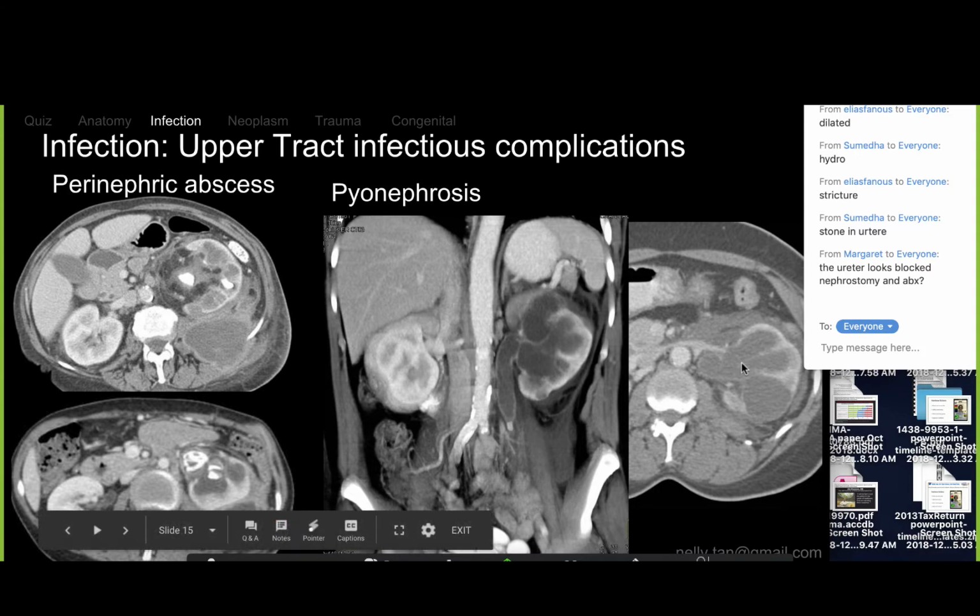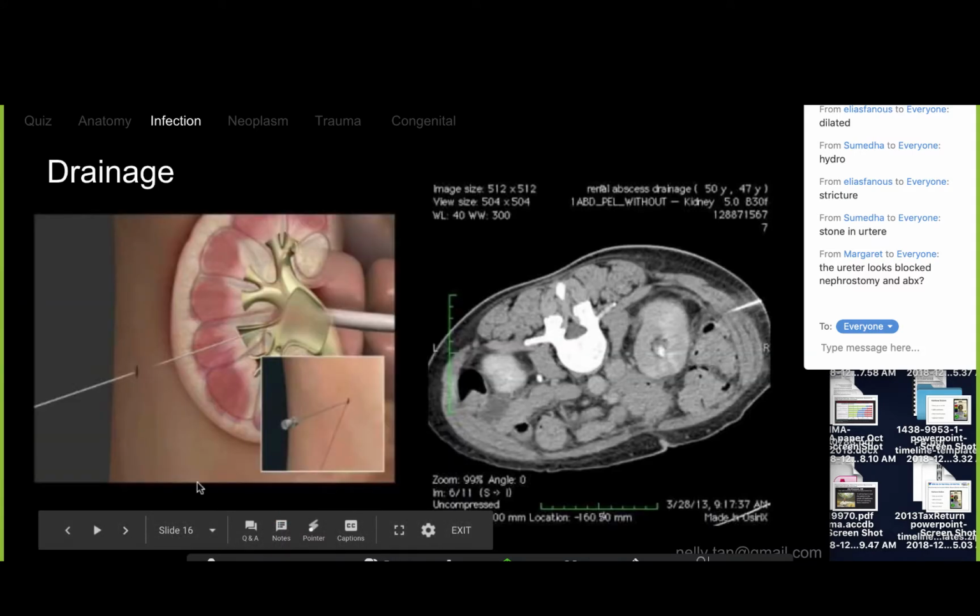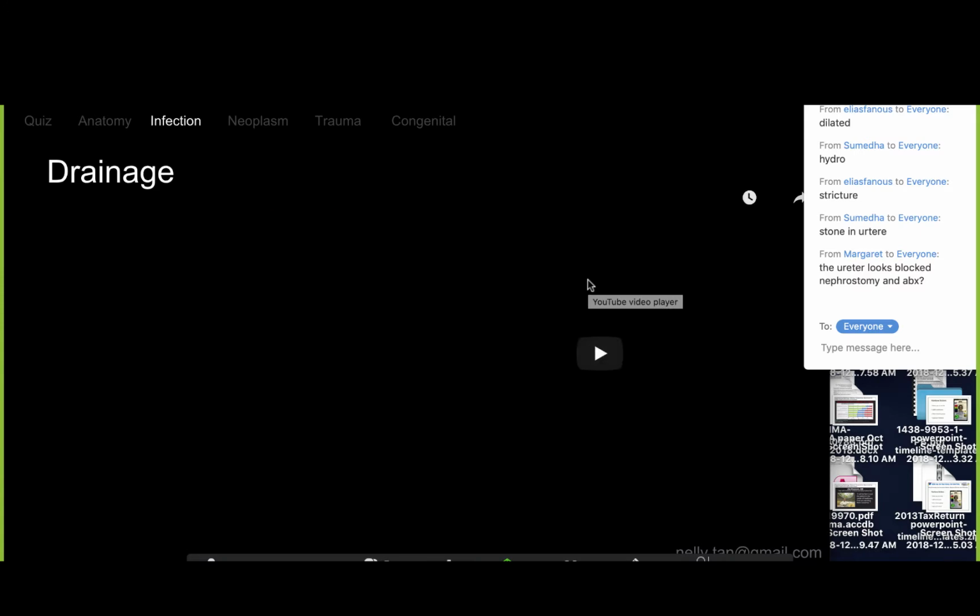So this is hydro, where we have another axial image communicating. Sorry about that.